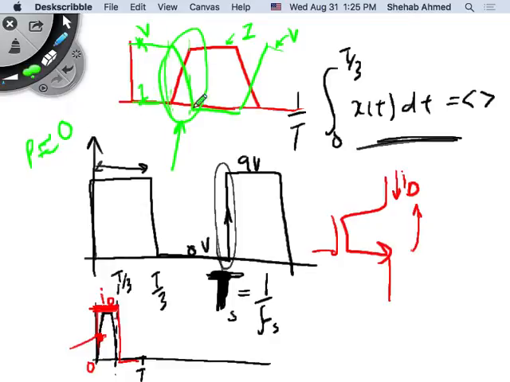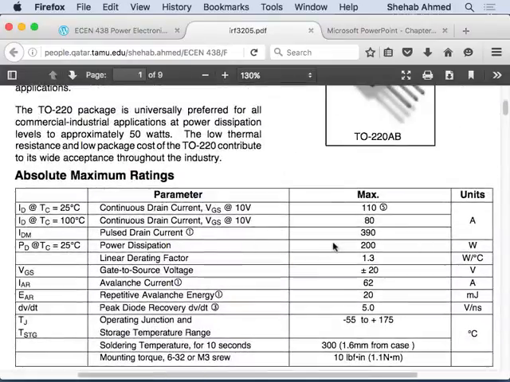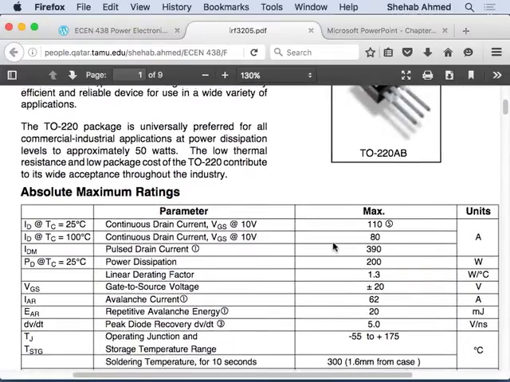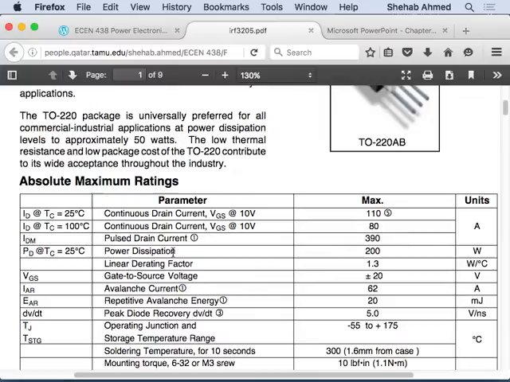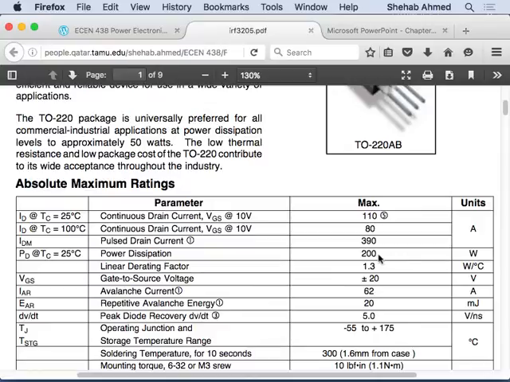But how about here? Here I have voltage and I have current, right? So if you look at your power losses in the device, there will be a huge amount of power loss, a big spike in power loss when you're switching, right? So this will also be tied to the device that you choose. So if I look at this device, power dissipation, this device allows peak power dissipation of about 200 watts.